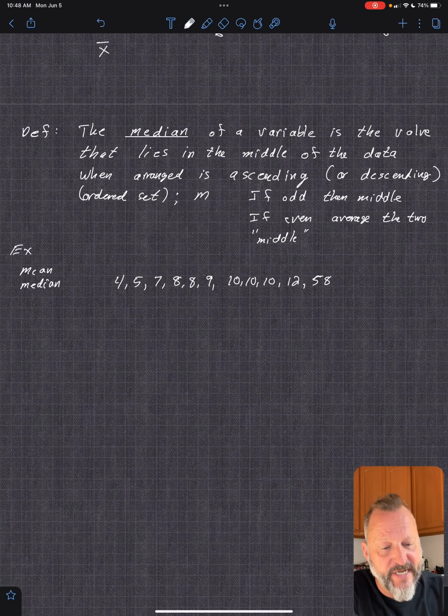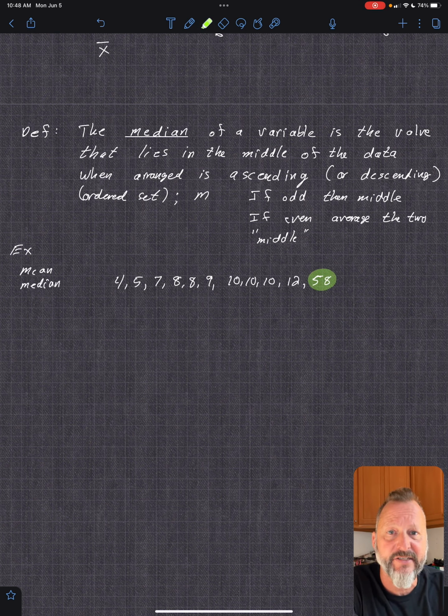So on this data set, we can see that that's an outlier. That's going to skew the result big time right there.